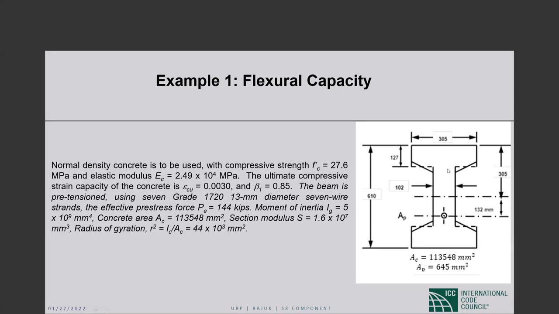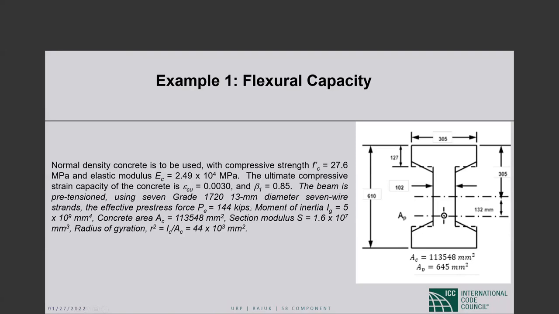What I've done, I've taken a symmetric I-beam section. The area of concrete is given, and the area of pre-stressing is also given. Suppose they're known, and all the dimensions are given. The other information given is the f'c, modulus of concrete, the creep coefficient, beta 1 value for the stress block, as you know, the grade of the steel, the 7 wire strand that is used, and the effective pre-stress.